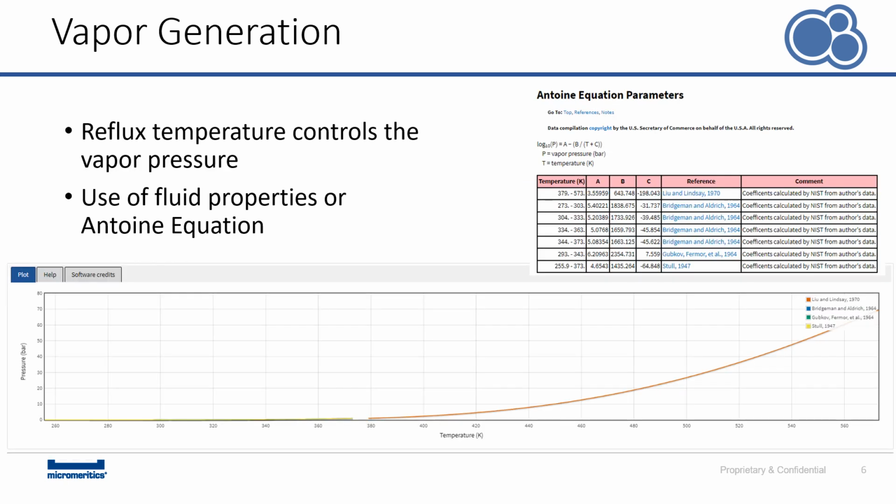How do we determine the vapor pressure or concentrations? The vapor pressure of a given liquid is a function of temperature. Antoine equations or high-resolution fluid properties can be used in the system to correlate between temperatures to vapor pressure. The temperature used to determine the vapor pressure is set by the reflux zone, which is monitored in the reflux zone.